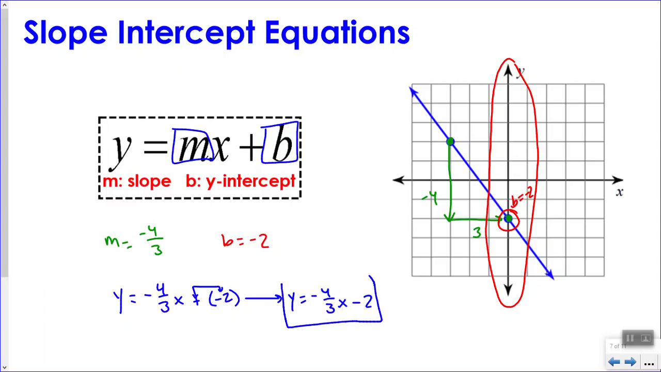And this equation represents this line. If I were to substitute this into my calculator, it would give me a picture that looks just like this. If I were to plug in x values, I would get all of the corresponding y values for the points along this line.